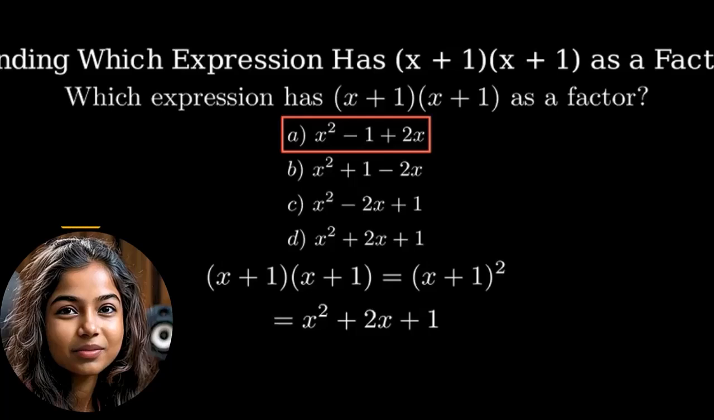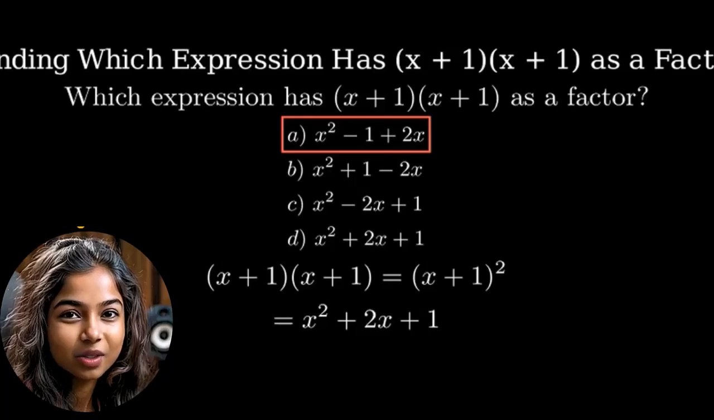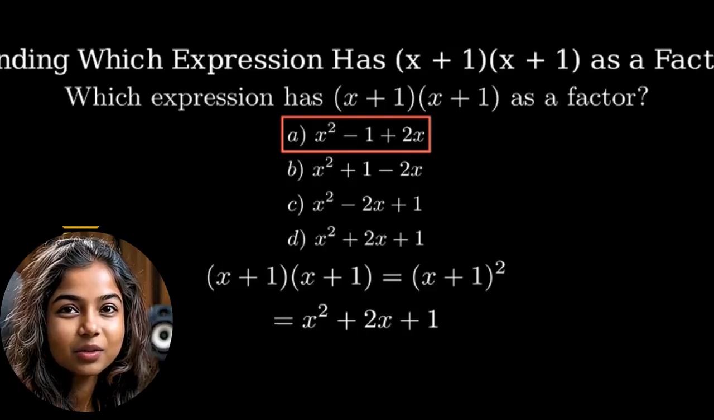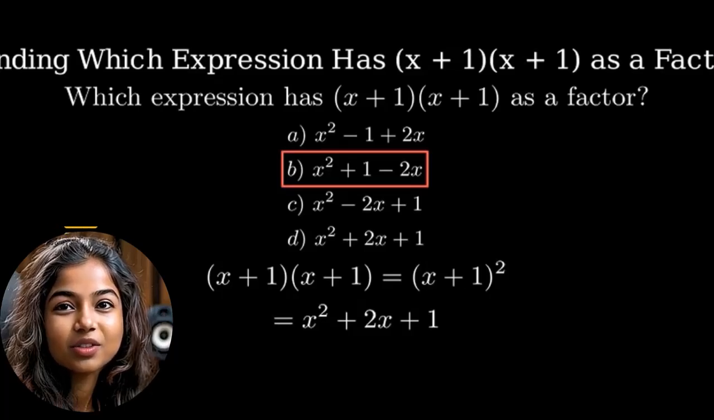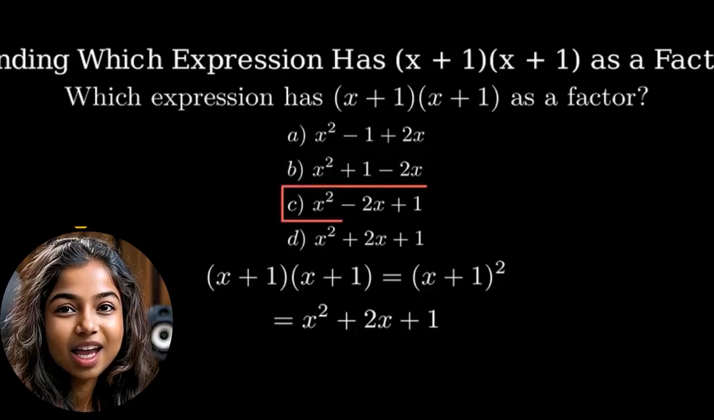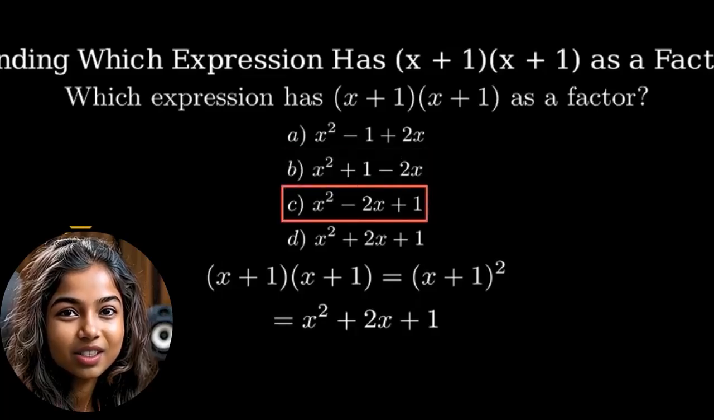Option A is x squared minus 1 plus 2x, which can be rewritten as x squared plus 2x minus 1. This is not the same as x squared plus 2x plus 1. Option B is x squared plus 1 minus 2x, which can be rewritten as x squared minus 2x plus 1. This is also not the same. Option C is x squared minus 2x plus 1. Again, not the same. Option D is x squared plus 2x plus 1. This matches our expansion exactly.